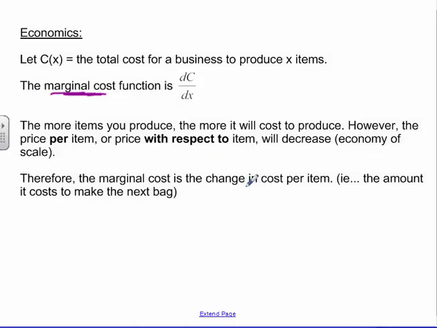So the marginal cost then is the change in cost per item. Basically, the idea is, how much does it cost to make the next bag? If I'm making item 1 to item 2, how much does it cost? Whereas if I'm making item 1 million to item 1,000,001, how much more does it cost? And usually at a certain point, the amount that it costs to make the next item goes down the more you make. Hopefully that makes intuitive sense. The more you make, the cheaper they get, usually because your overhead costs are already paid for.